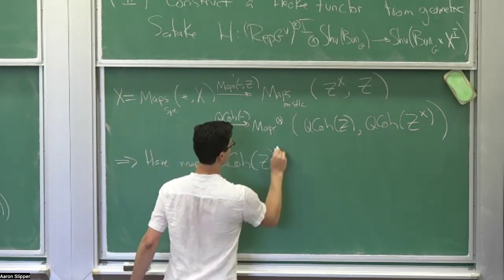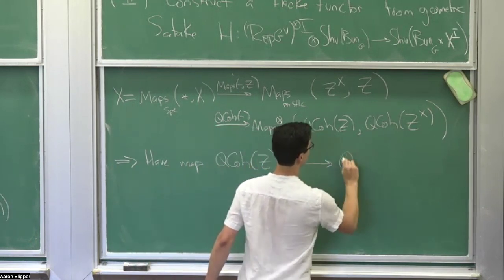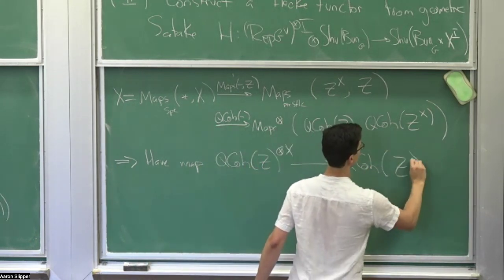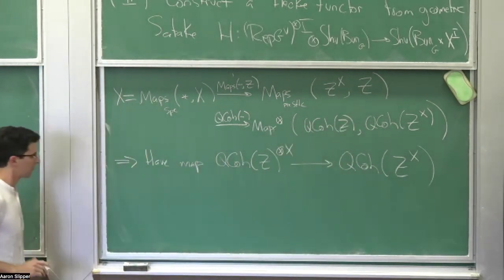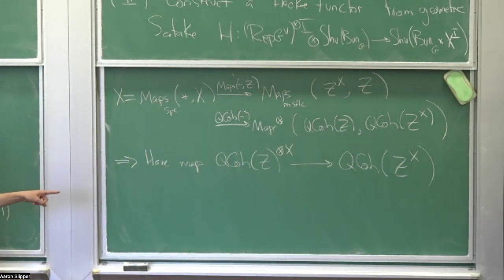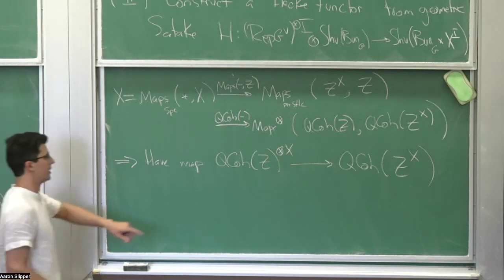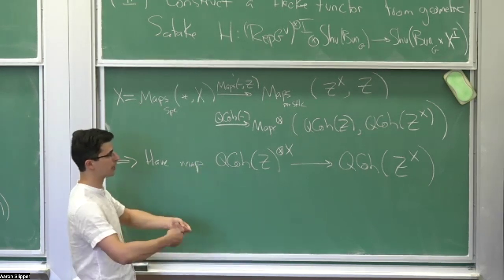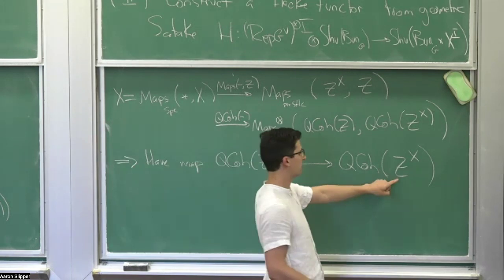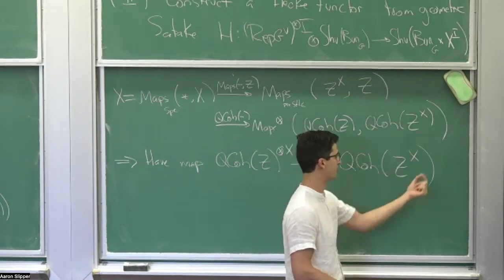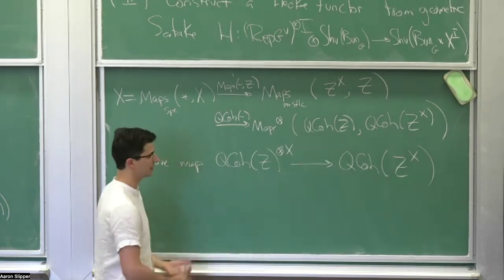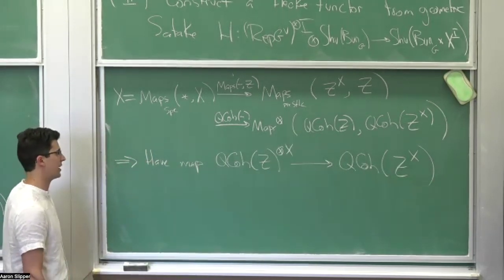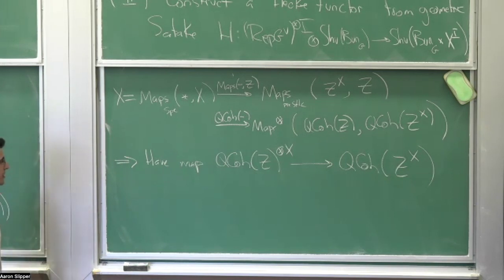QCO of Z tensor X to QCO of Z to the X. Okay, now if X were a point, we're of course done. No surprise. And slightly more generally, if X were a finite set, then because QCO is dualizable, you have this tensor product decomposition. So Z to the X becomes Z cross Z cross Z, and you can decompose. So we're done if X were a finite set. But X, of course, is not a finite set.